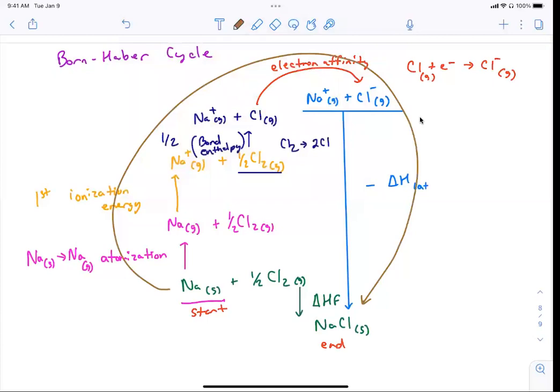Oh, okay. So this is why what Chloe was asking earlier: if you want to solve for different parts of the Born-Haber cycle, this is what you do. You find your start and you find your end point and draw an arrow from your start to end, and then change all the arrows to match that.